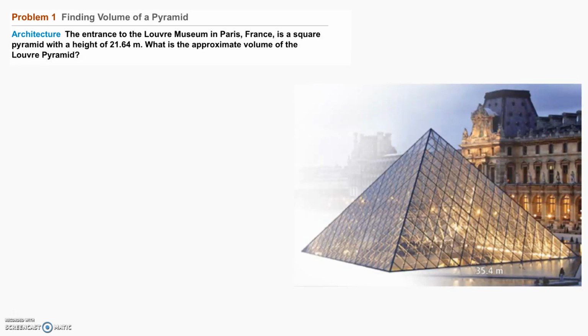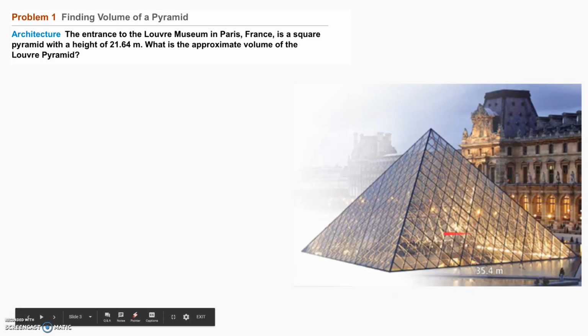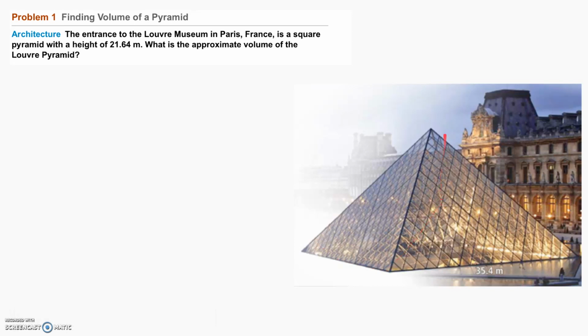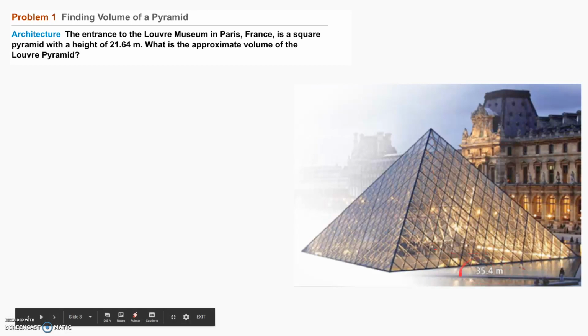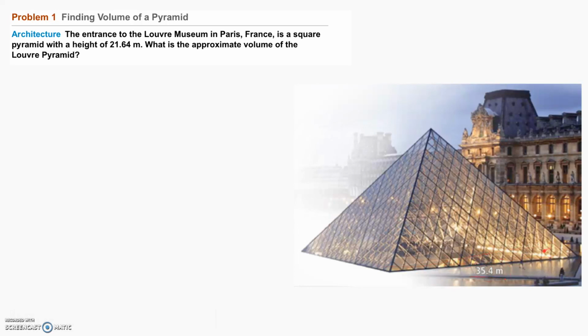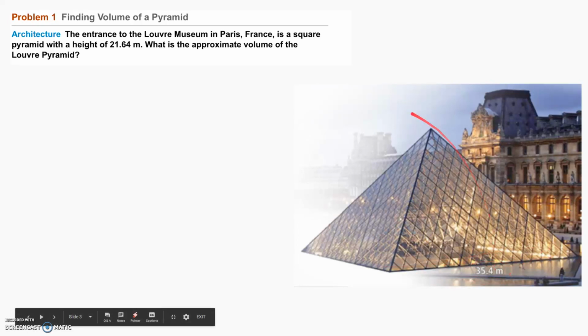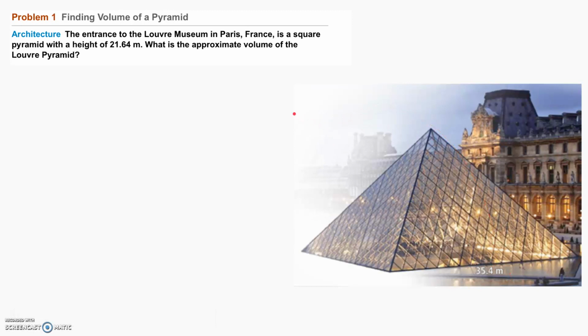So here is the Louvre in Paris, France. This is a square pyramid. Remember, square pyramid means there's a square at the base, with a height of 21.64 meters. I want you to notice over here in kind of hard to see writing, it does say that the edge of the square is 35.4 meters. So what we're asked to do is find the approximate volume of the Louvre pyramid.